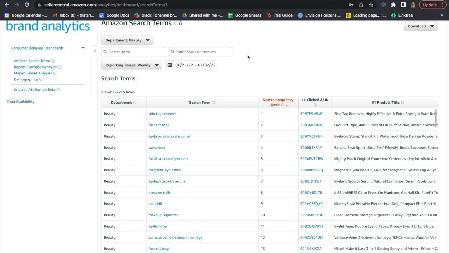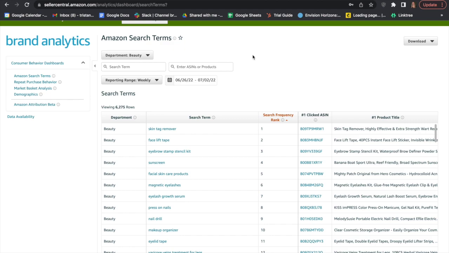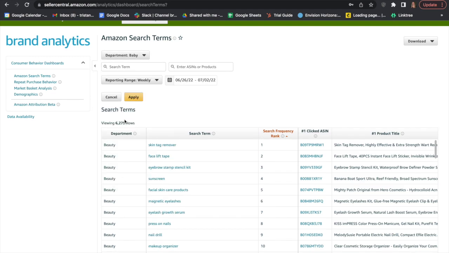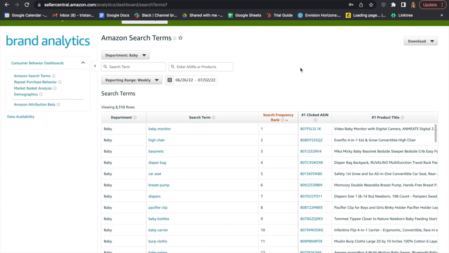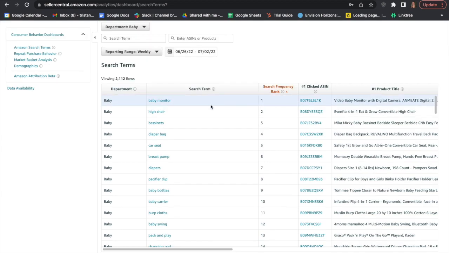So right now we are comparing Amazon search terms from Prime Day 2021 to last week. Prime Day 2022 is next week, and we're trying to get a better idea of what terms we might see pop up again. If I'm interested in the baby category, I can see this week the most searched term is baby monitor. Amazon search frequency rank doesn't actually show you the search volume of the term. It just shows you where the term ranks in terms of popularity.